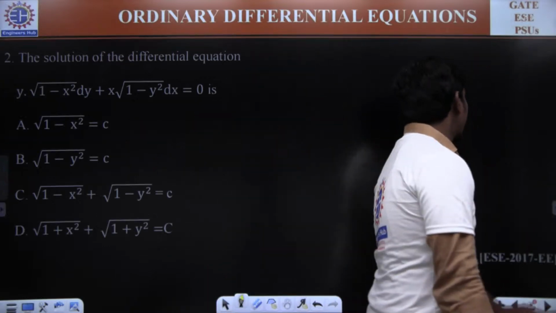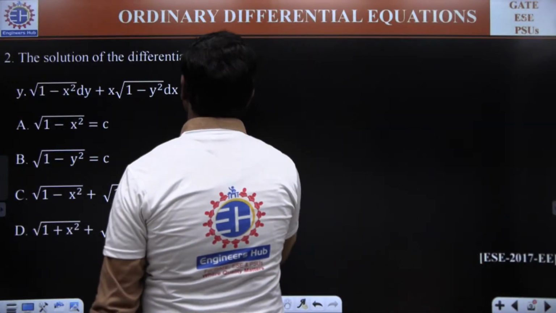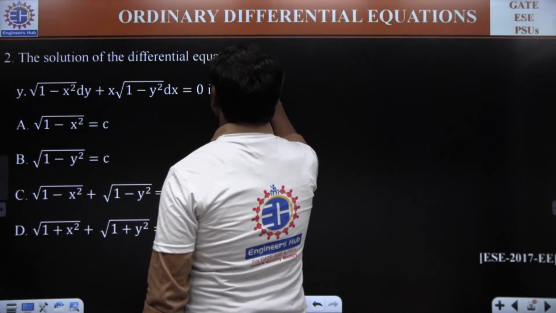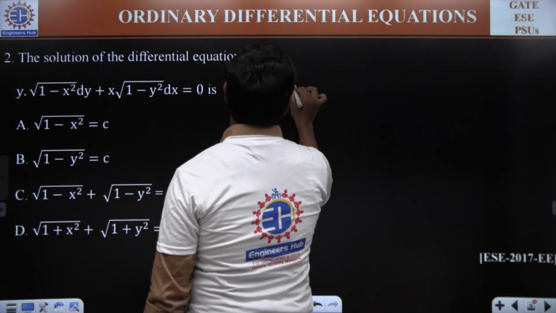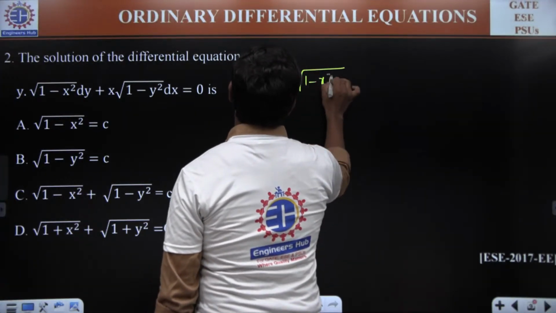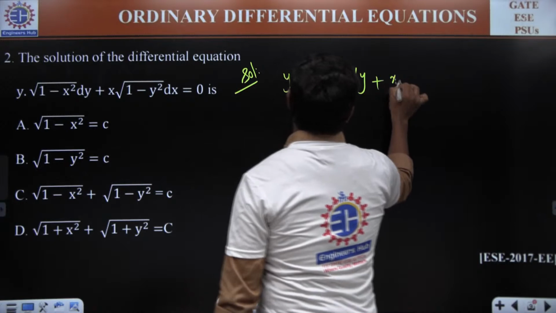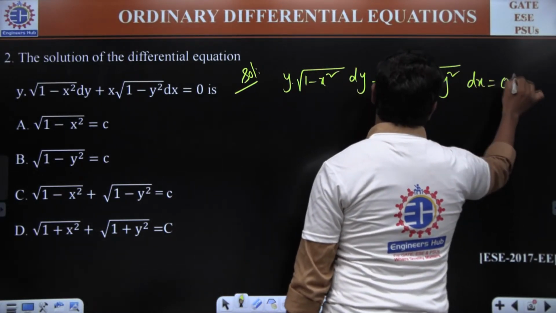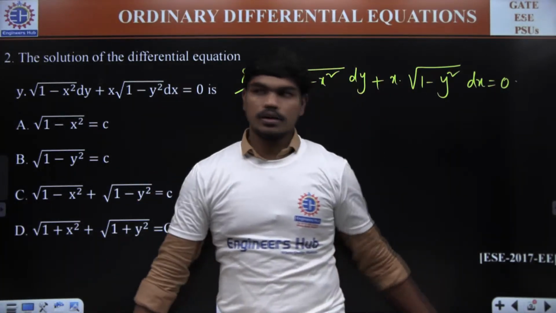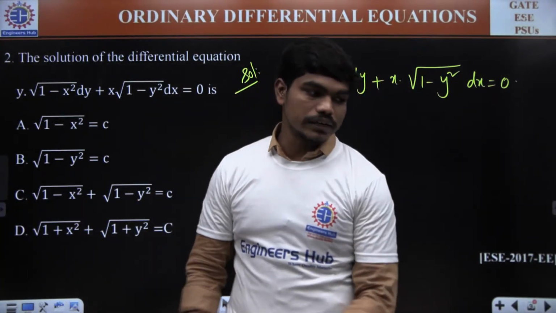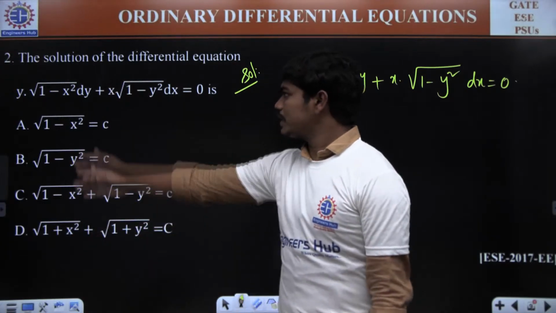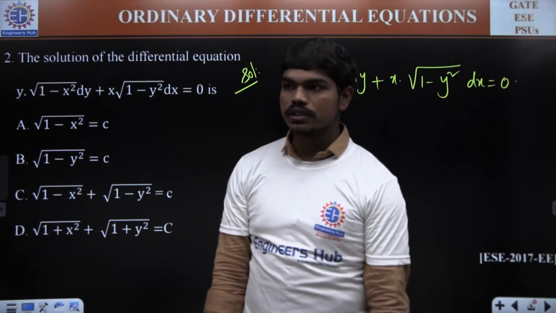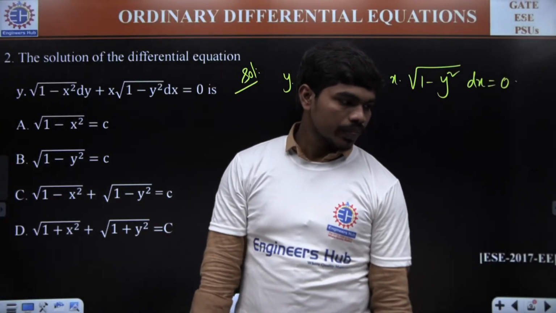Okay. So this is the next question that was asked somewhere in 2017. So please try to answer this question. The equation is y into root of 1 minus x square dy plus x into square root of 1 minus y square dx is equal to 0. This is how the differential equation was given in 2017. So please try to solve this differential equation, and of course the options are also given. One of these options is the solution of this particular differential equation. So please try to solve this and tell me the answer.